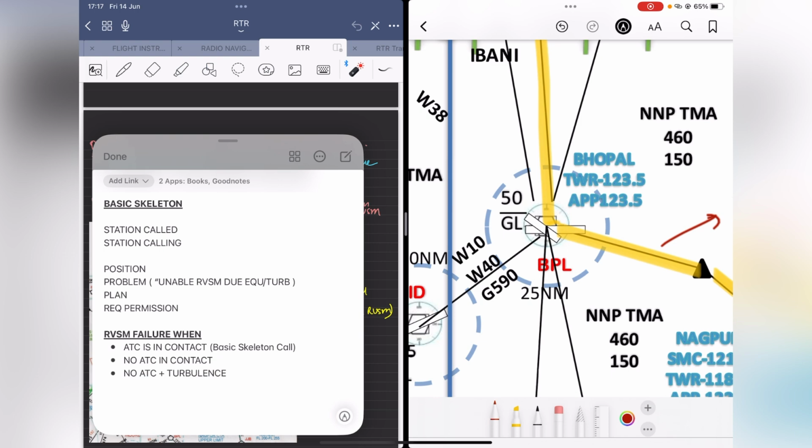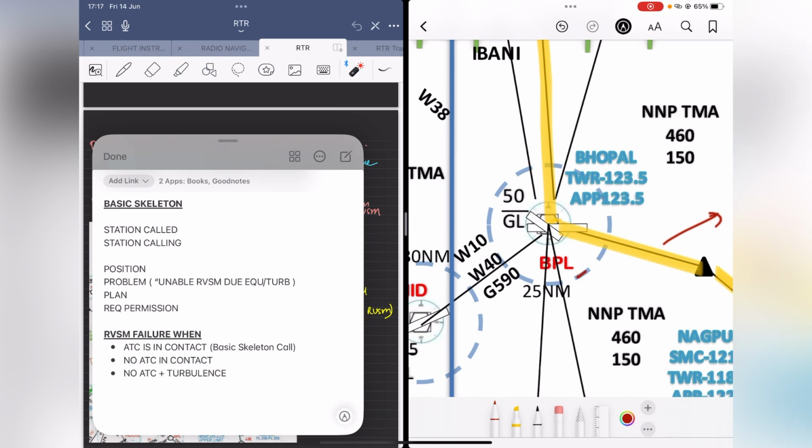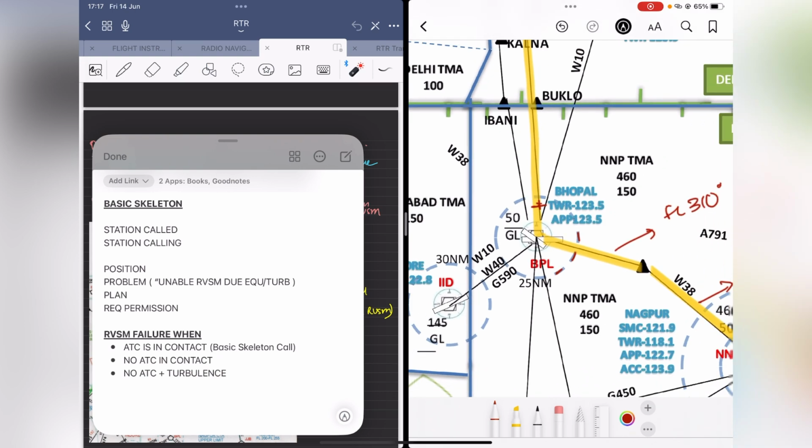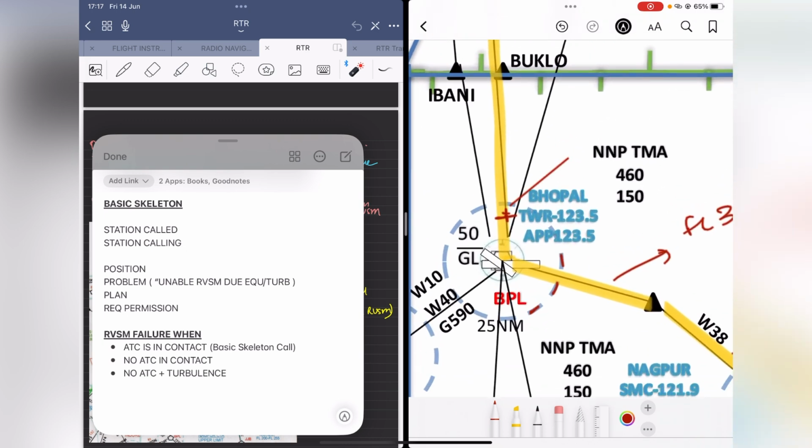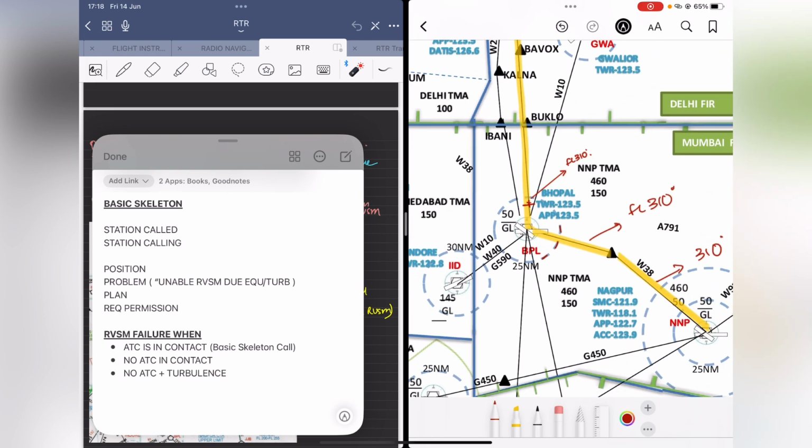Now, this circle denotes a 25 nautical mile line or a boundary. So I'm roughly somewhere here, right? I'm within that boundary. Now, the station called. Whom am I going to call? Okay, keep in mind, I'm flying flight level 310 here. Right now, my aircraft is flying at flight level 310. That should take you about a moment and you realize you will be calling Nagpur area control.